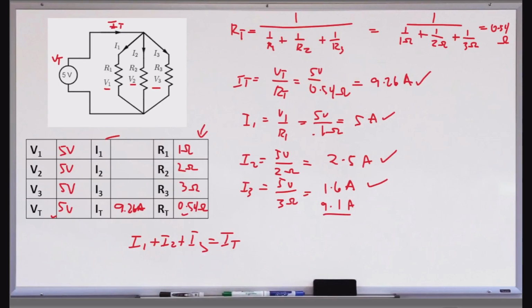And then for I1, we have 5 amps, for I2 we have 2.5 amps, and for I3 we have 1.61. So we already completed the chart. And that's it. That's how you resolve for the missing values in a parallel circuit.